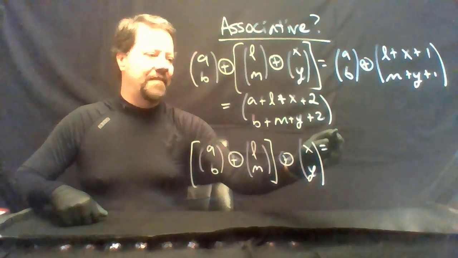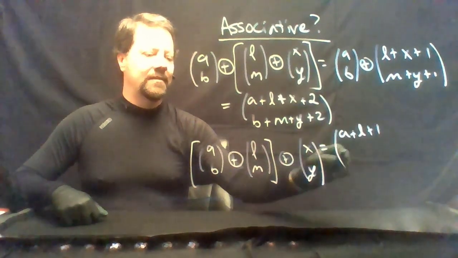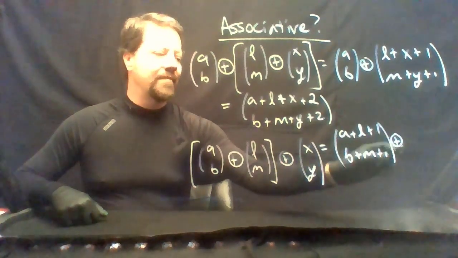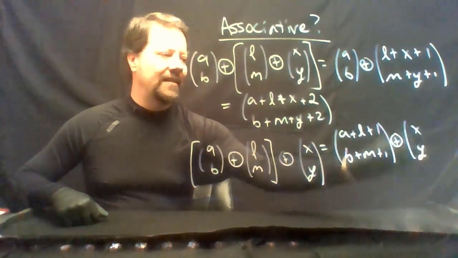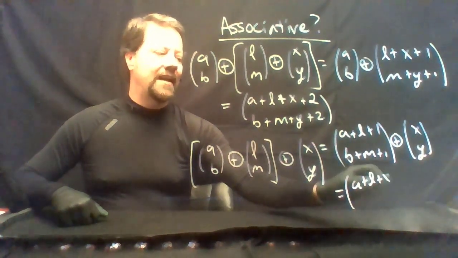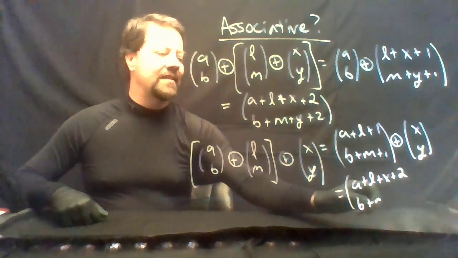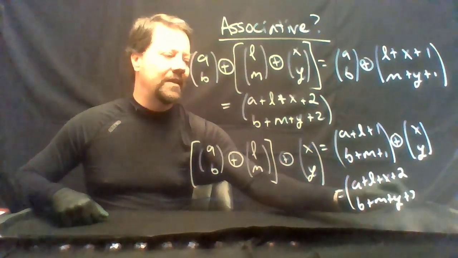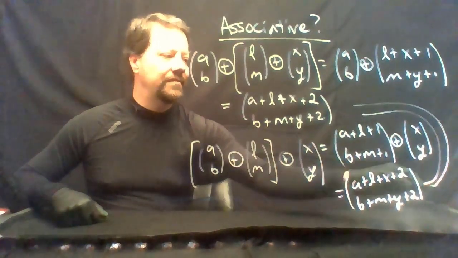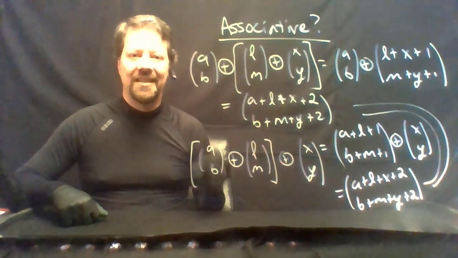Below, we'll have a plus l plus 1, b plus m plus 1 plus xy. And that gives us a plus l plus x plus 1 plus 1, b plus m plus y plus 1 plus 1. Since these are equal, we deduce that this operation, circle plus, is associative.